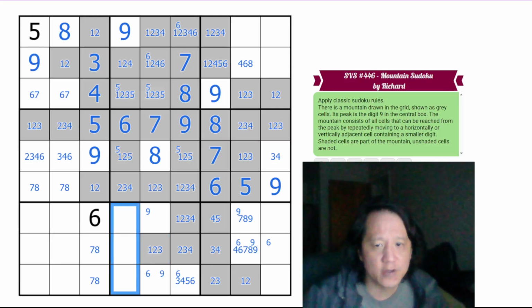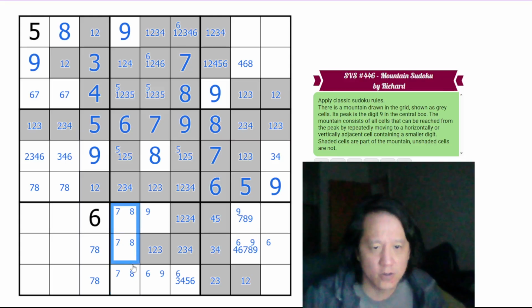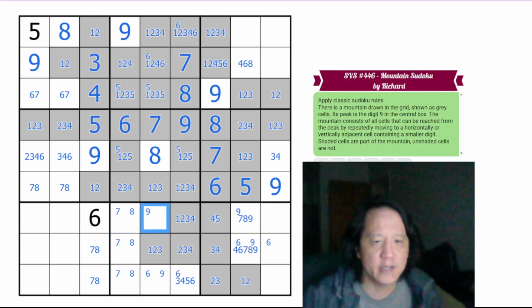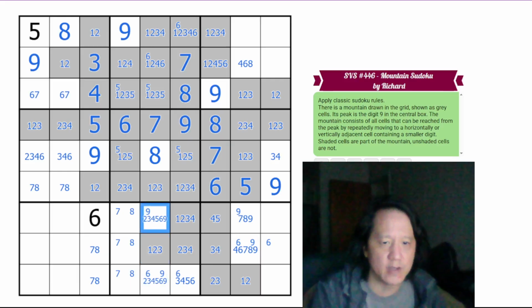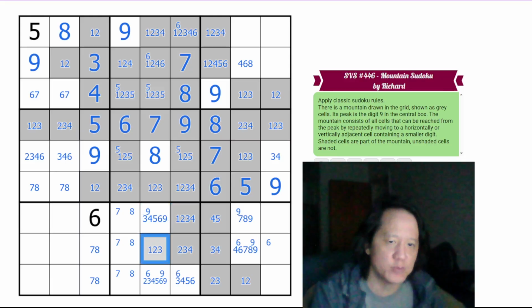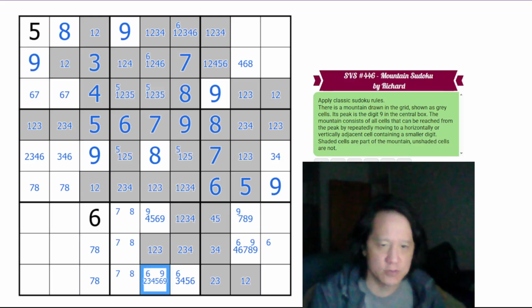8 and 7 both have to be in column 4 here. That means the remaining digits in column 5 are 1 through 6 and 9. But this can't be 1, obviously, because that would guarantee this is next to 2 unique digits on the mountain, so it has to be at least 3 then. But this digit is 2 smaller than this. So if this was 3, this would have to be at least 2 smaller than this, which would make that a 4. So that's not possible to be 3. This could be 2 still.